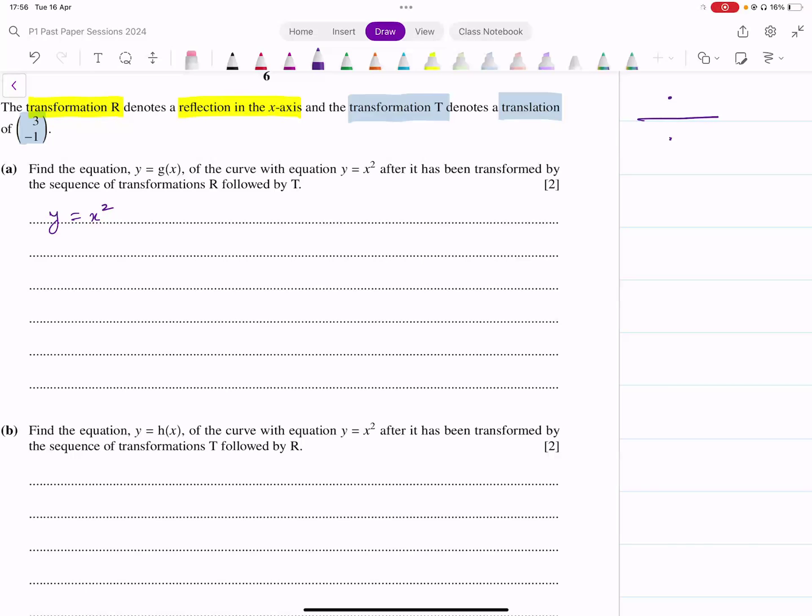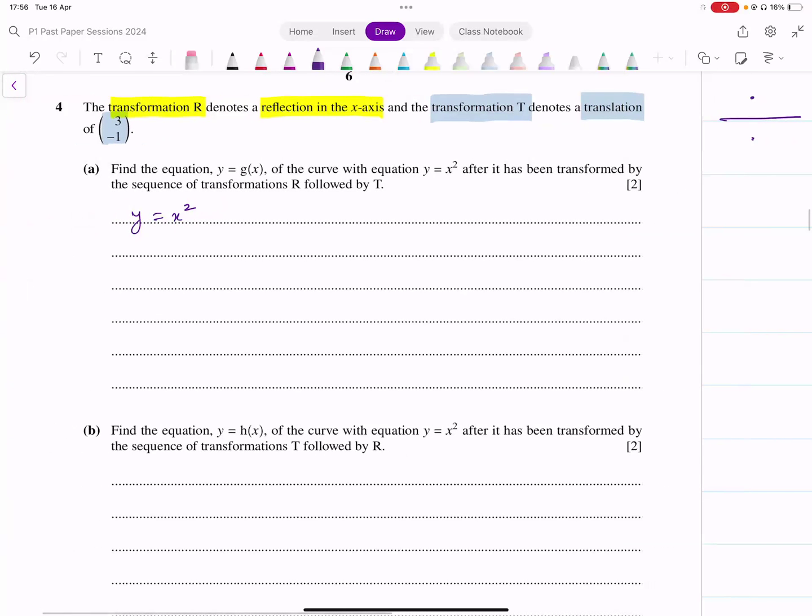So what happens in vertical reflection? You multiply by negative sign outside the function. The whole thing gets multiplied by negative. So after transformation R, this function becomes minus x squared. That's the first thing that happens. Okay, the whole function gets multiplied by negative. So you get y equals minus x squared. Then you apply transformation T. What's transformation T? Transformation T is translation of 3 minus 1.